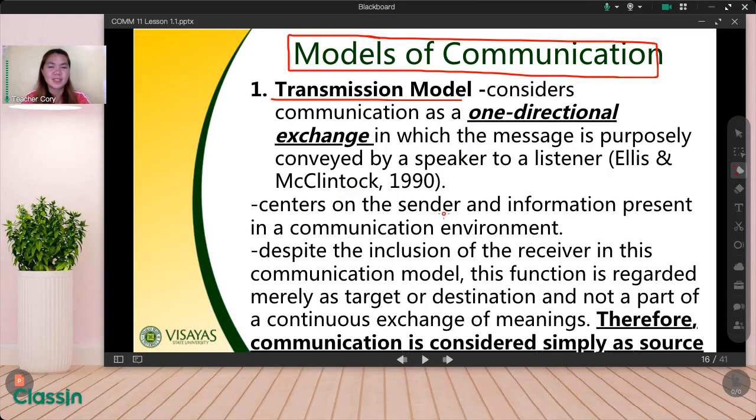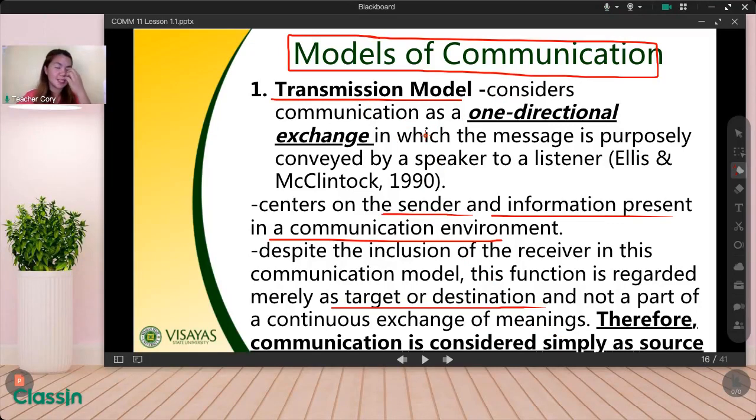So it centers on the sender and information present in a communication event. All right. And despite the inclusion of a receiver in this communication model, this function is regarded merely as target or destination and not part of a continuous exchange of meanings. So, what is this talking about?